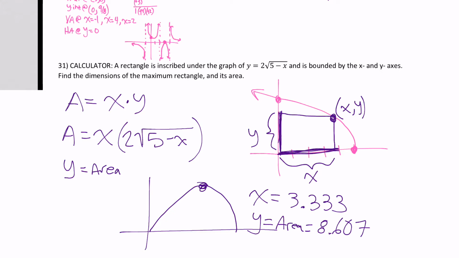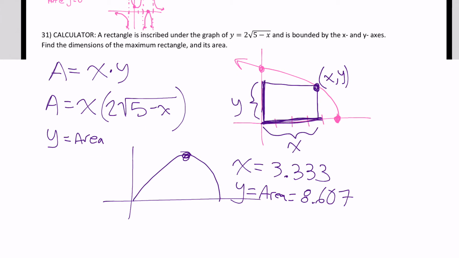And we want the dimensions of the rectangle as well as the area. So we have the x dimension, we have the area. We now need the height of the rectangle. And the height of the rectangle is the y value of our original square root graph. So we need to take this 3.333 and evaluate the original y function at 3.333. So 2 times the square root of 5 minus 3.333. And we get that y, the height of the rectangle, is 2.582.